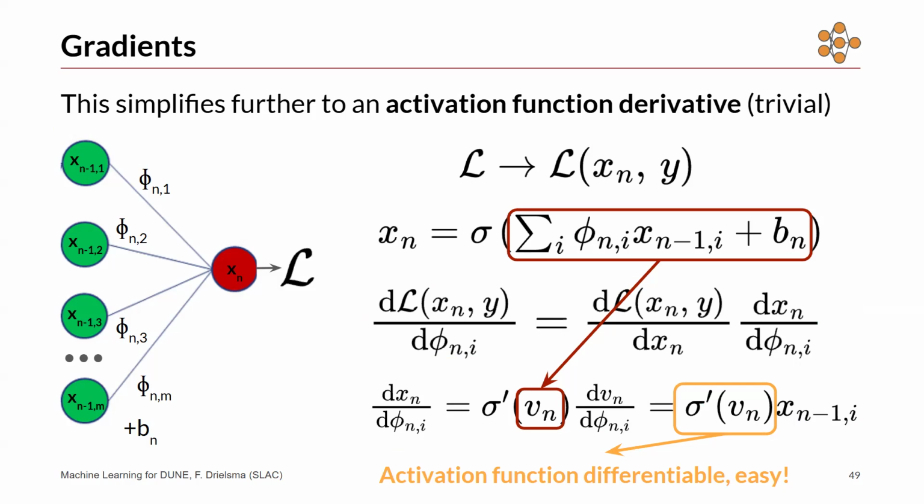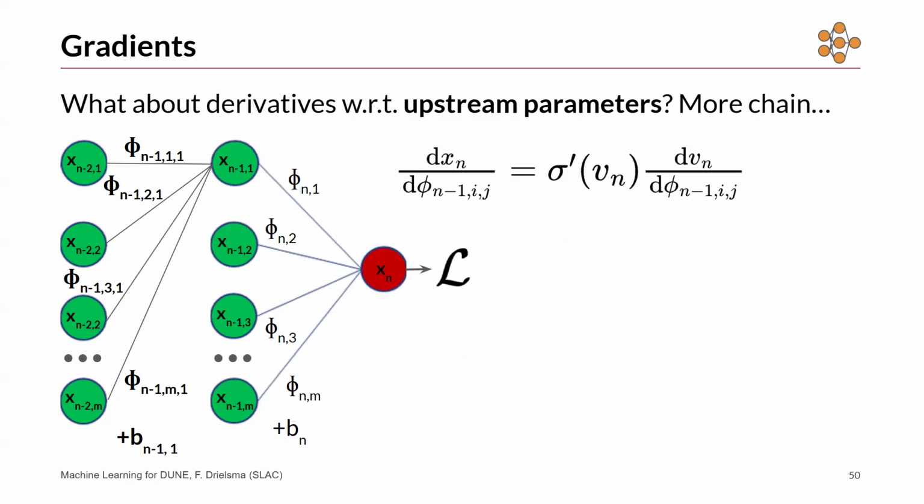So that's it. All you need really to compute this differential with respect to the parameters is to know the differential of the activation function and to know the value of the output of each of the neurons upstream. So that's all the information you need. It's very easy to do. And if you go even further upstream, then you can just apply more chain rule, and you will get to the differential of the loss with respect to each of the parameters upstream.